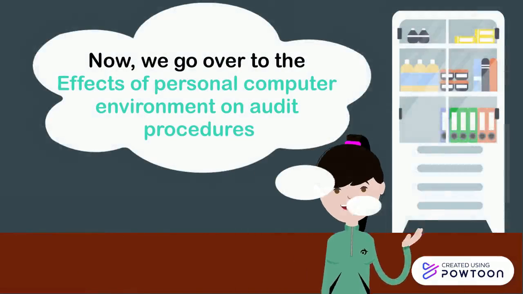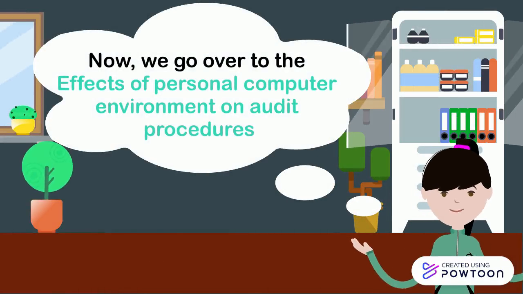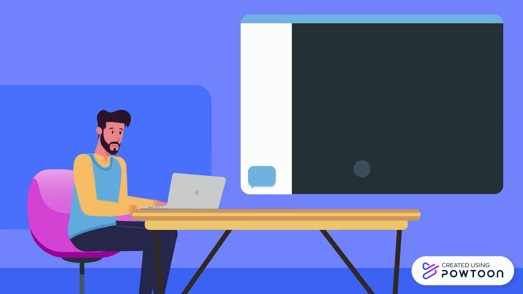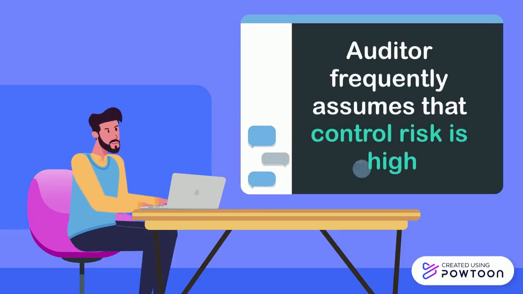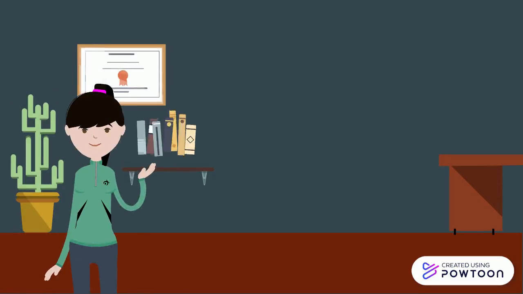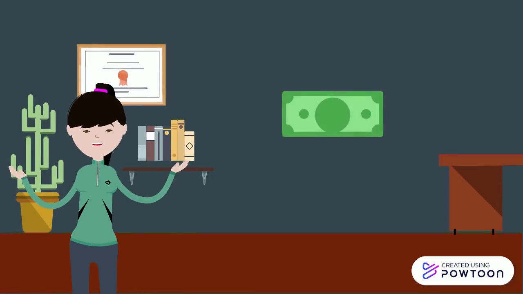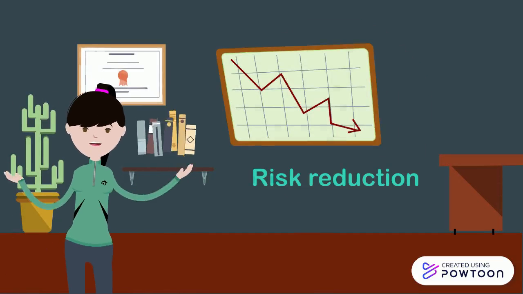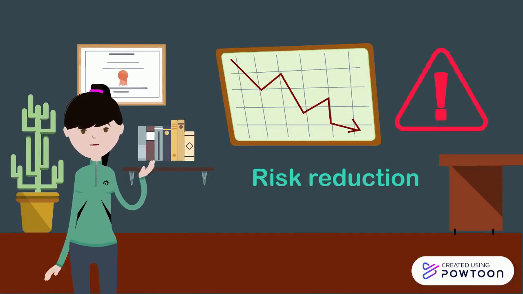Now, we go over to the effects of personal computer environment on audit procedures. In such systems, the auditor frequently assumes that the control risk is high. But in a standalone PC environment, it may not be practicable or cost-effective for management to implement sufficient controls to reduce the risk of undetected errors to a minimum level.